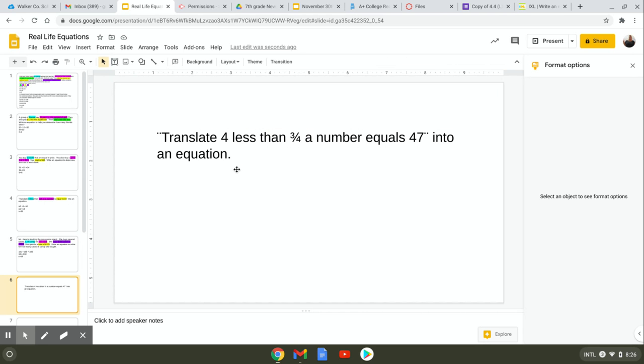Okay, here's another one. Translate 4 less, remember less means subtract, then 3/4 a number equals 47 into an equation. So let's highlight what we need first.